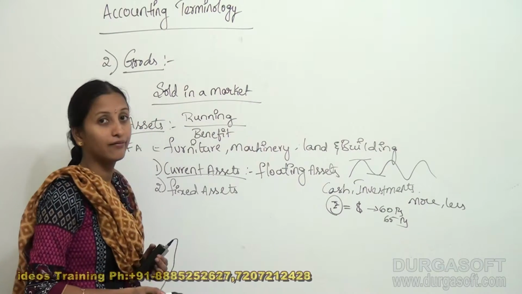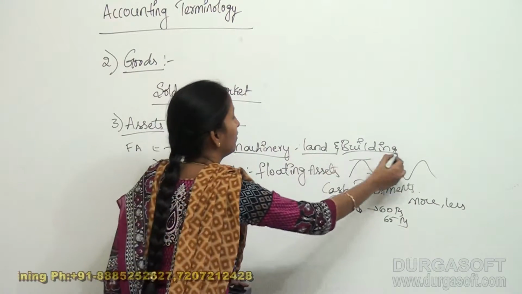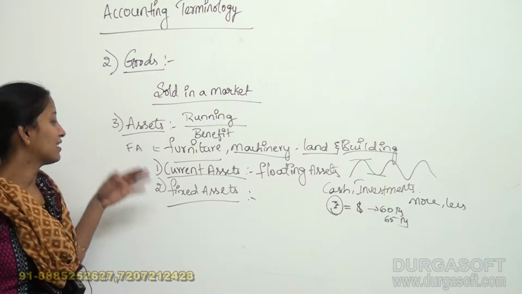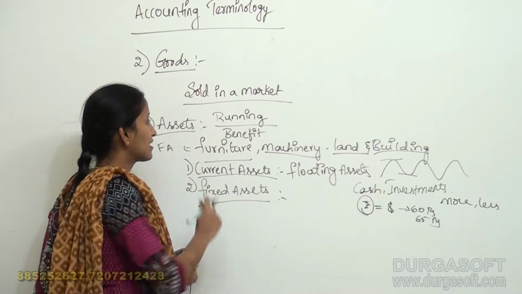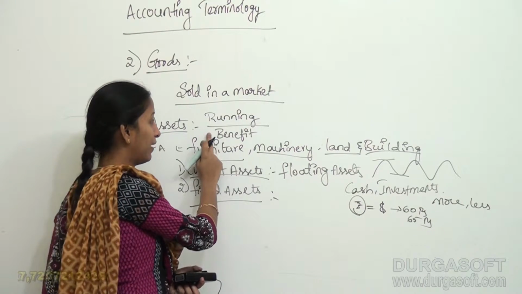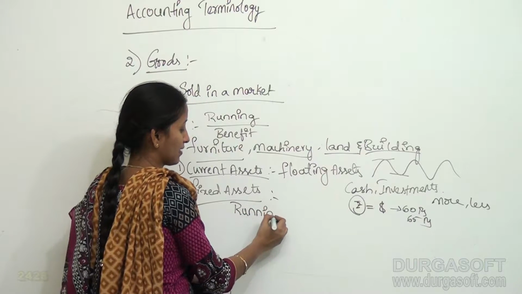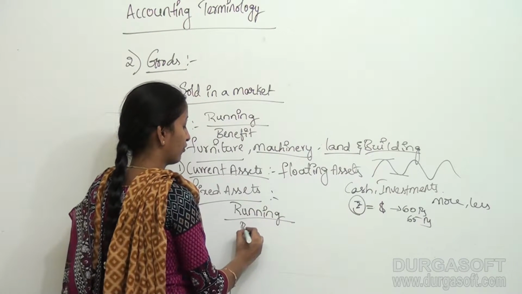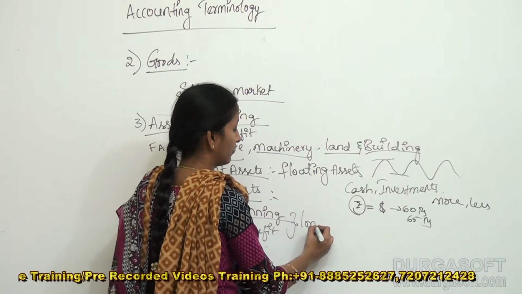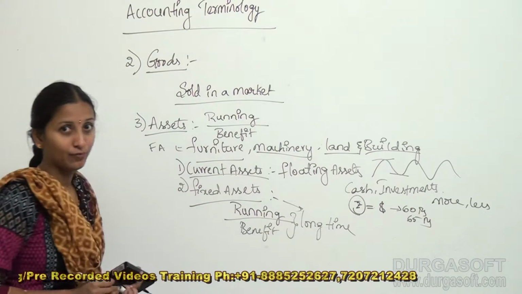And the next one, fixed assets. I already said furniture, machinery, land and building, these are all called fixed assets. Now what is the difference between assets and fixed assets? An asset is something which runs in our business, and on that we get some benefit. But fixed assets run in our business, we get the benefit, and they run for a long time.